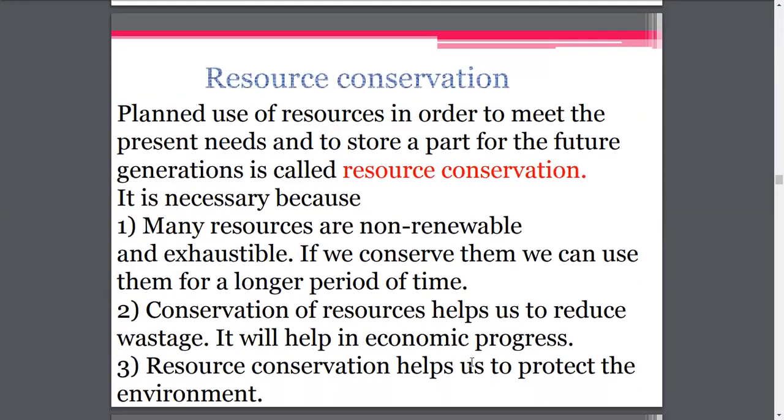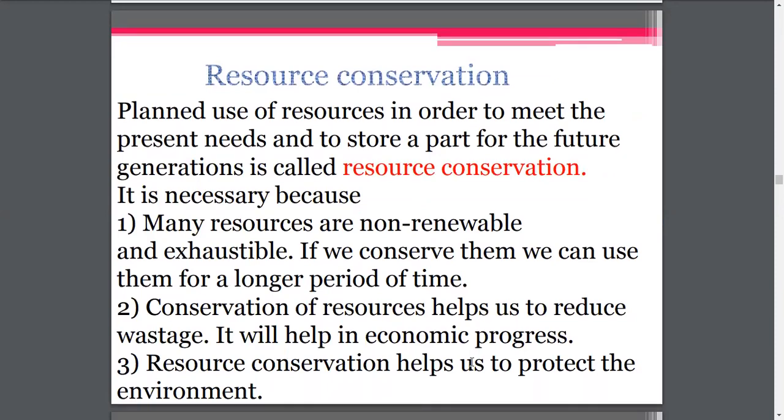Next is resource conservation. Okay. So what is the meaning of resource conservation? Resource conservation means planning out some ideas or some ways or some structures according to which we can conserve our resources. It is the planned use of resources in order to meet the present needs and to store a part for the future generation. We should not use everything for our present generation now. We should always keep for a future generation also. So that is known as resource conservation.